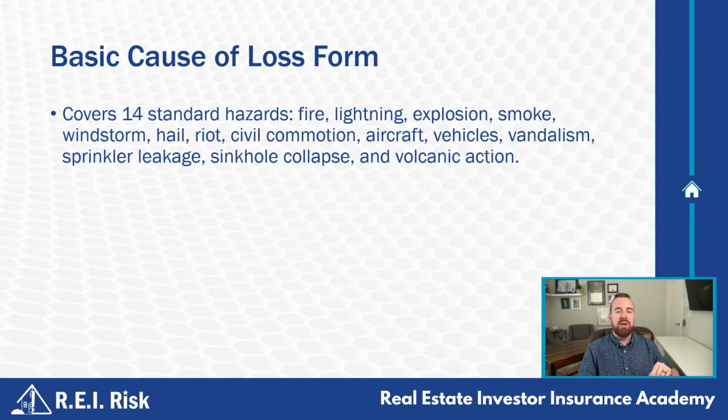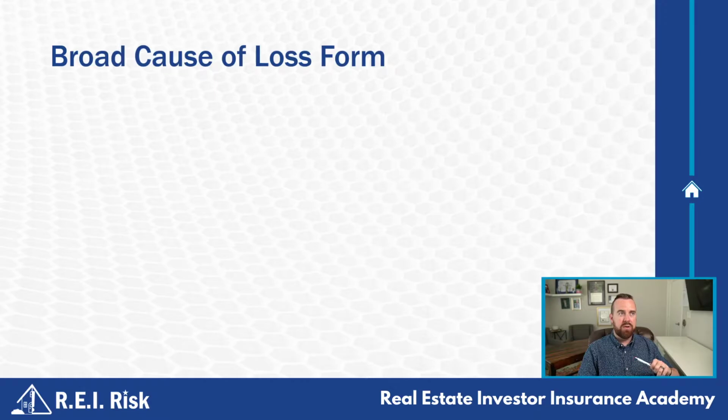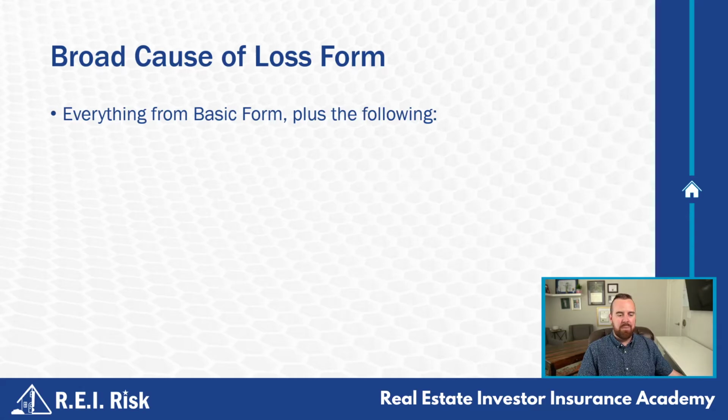Please note that there may very well be endorsements or exclusions to your policy that change the language, so make sure you're asking your agent or broker for specific clarification. That's basic form. Next is broad form. All of these are going to be detailed in the documents of the policy. Typically, when you see a proposal, it will spell out covered causes of loss and will tell you either basic, broad, or special.